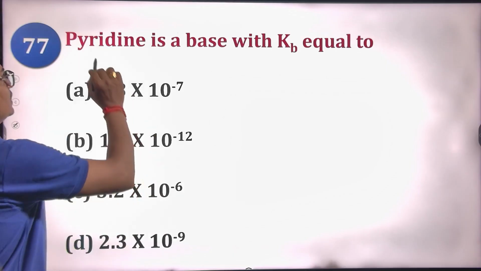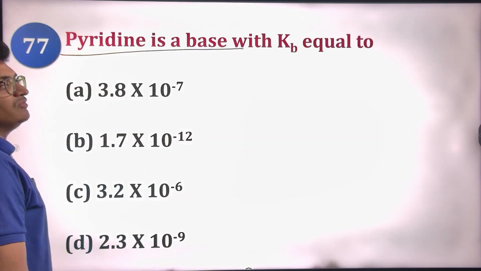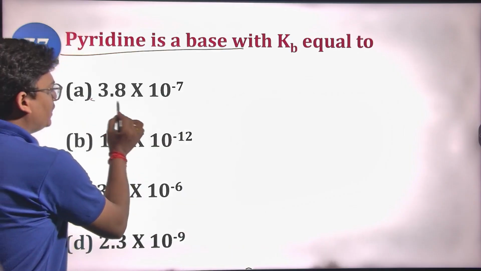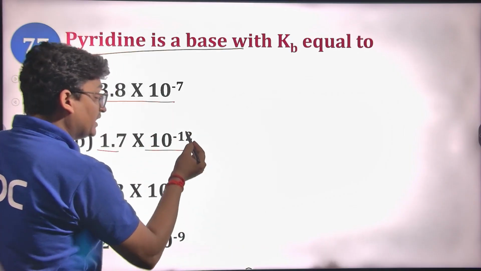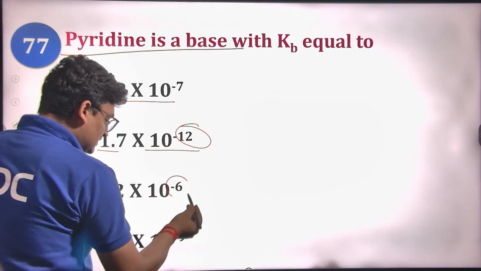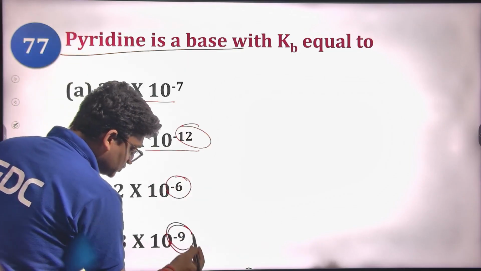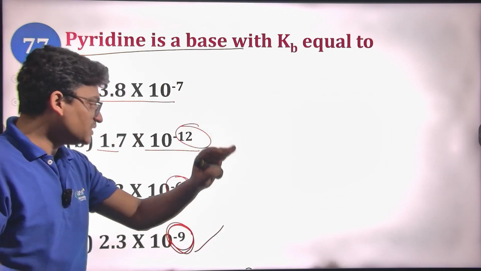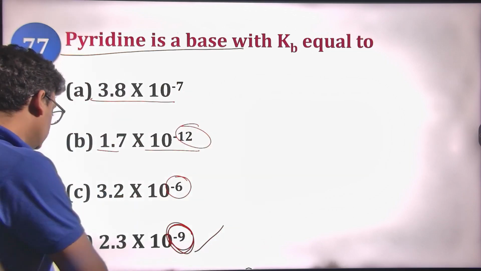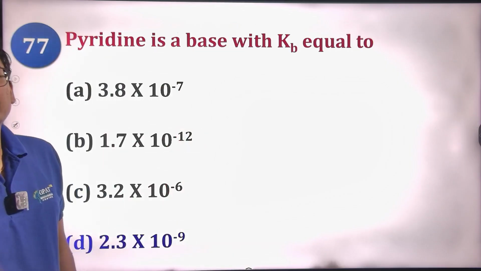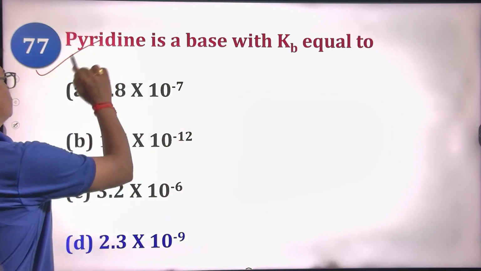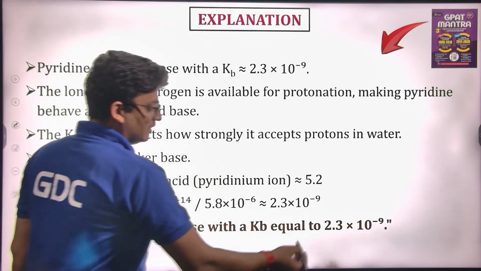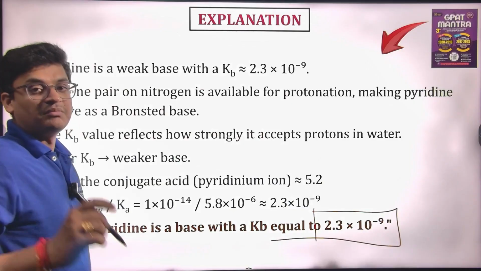Pyridine is a base with Kb equals to. So it's a direct question. You have to just memorize the value. The options are 3.8 into 10 power minus 7, 1.7 into 10 power minus 12, 3.2 into 10 power minus 6, or 2.3 into 10 to the power minus 9. Only this option has the exact value. So the right answer is 2.3 into 10 to the power minus 9. This is question number 77, and according to this, the Kb value of pyridine is around 2.3 into 10 to the power minus 9.